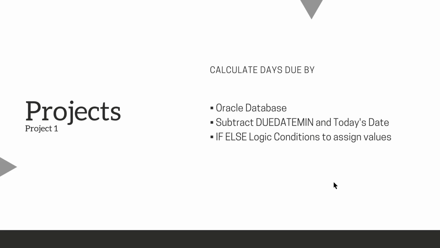I was provided a data set which had a column called due date min, and I created an extra column called today's date, which would have the formula for today's date. Following that, I subtracted these two columns to get the difference in the values, and I created an if-else logic in order to assign these values to different statements. Like if the difference was 30 days, then I would say the value is 30 or something of that sort. And in this project, I took the data from an Oracle database. As I mentioned, the company put all of their data on the Oracle database.